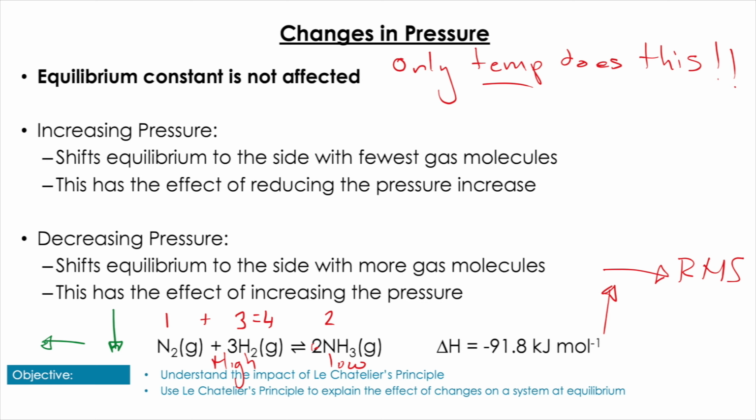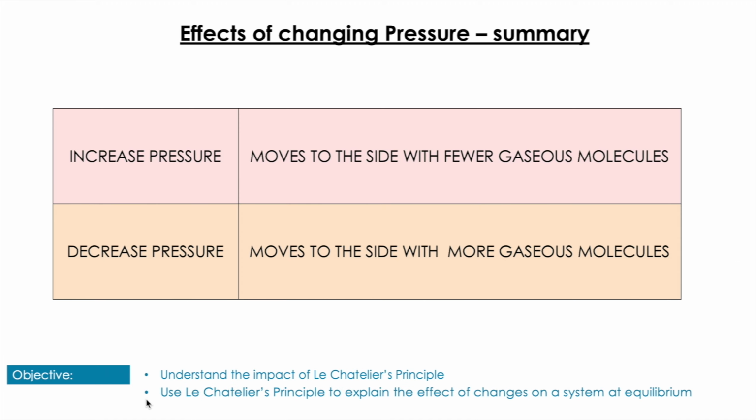If we decrease the pressure, we'd get the exact opposite because the equilibrium would shift to the high side. Again, we can summarize this with increasing pressure moving to the side with fewer gaseous molecules, and decreasing pressure moves to the side with more gaseous molecules.